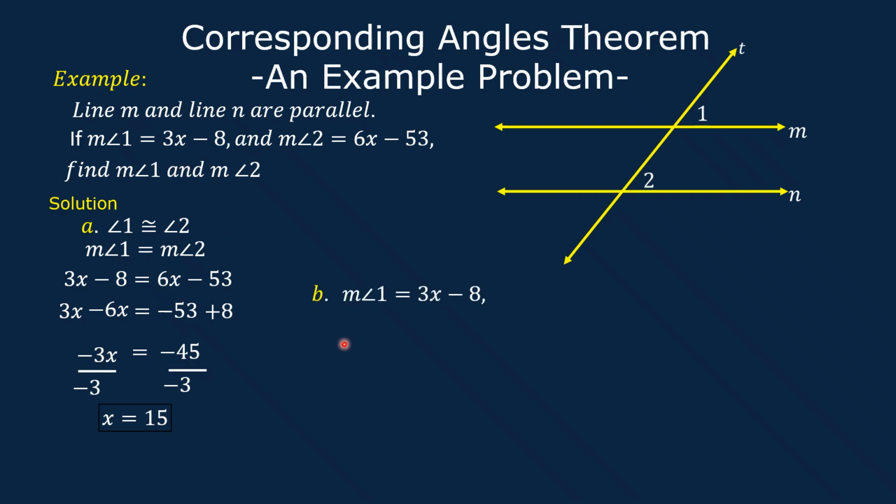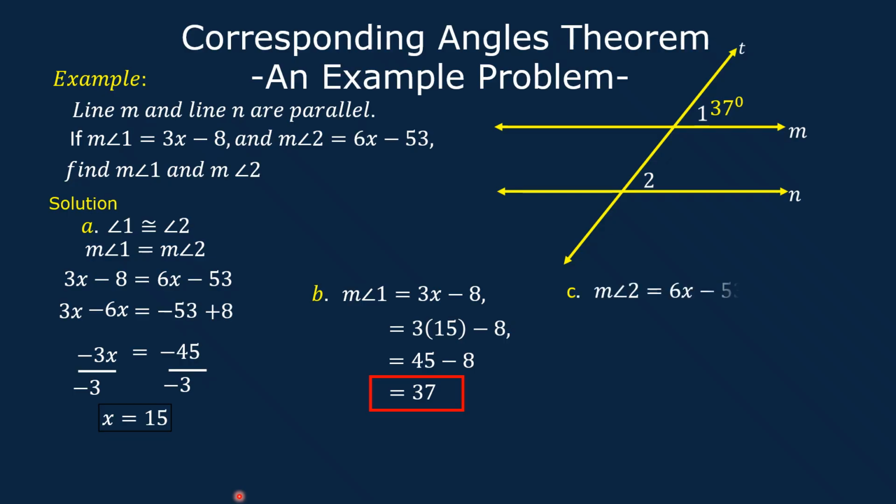According to the problem, the measure of angle 1 is equal to 3x minus 8. The value of x is 15, so we substitute 15 for x. This is now equal to 3 times 15 minus 8. This is equal to 45 minus 8, and 45 minus 8 is equal to 37. So the measure of angle 1 is equal to 37. So angle 1 is equal to 37 degrees.